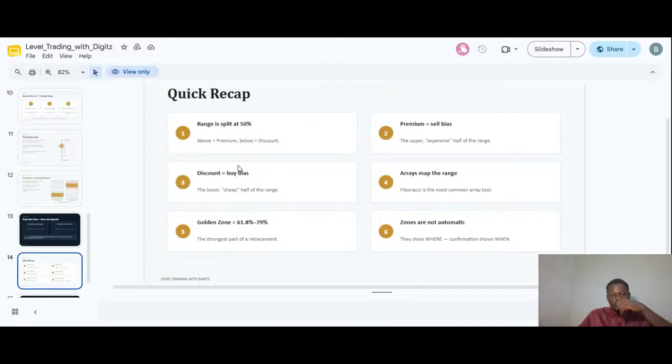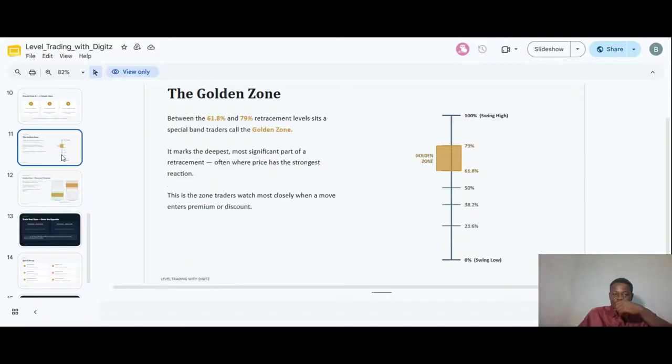This golden zone is something special. This is me giving you a secret. This is a real secret. This is sacred material. But I will share it now.